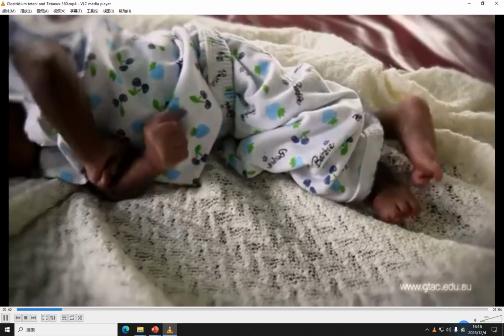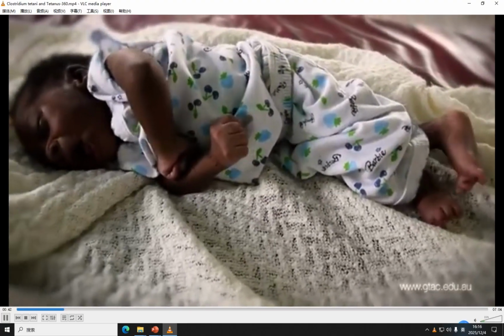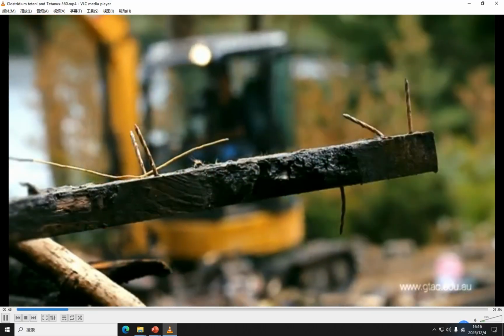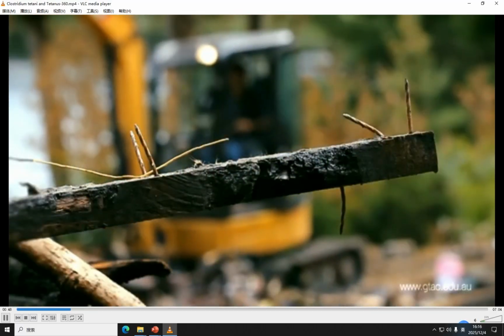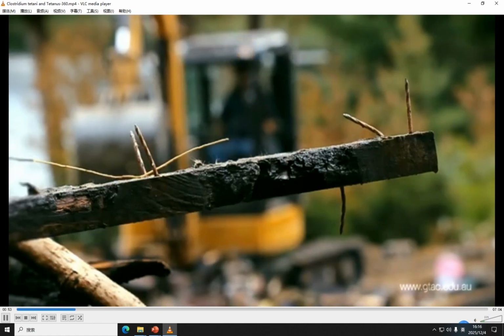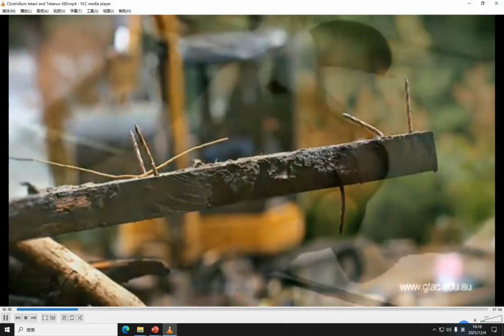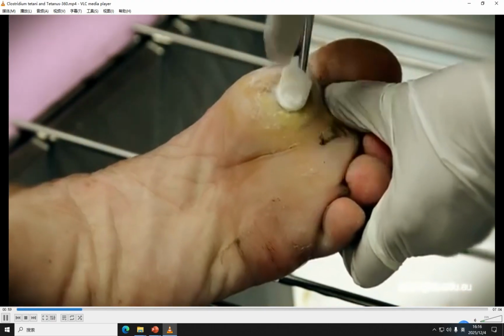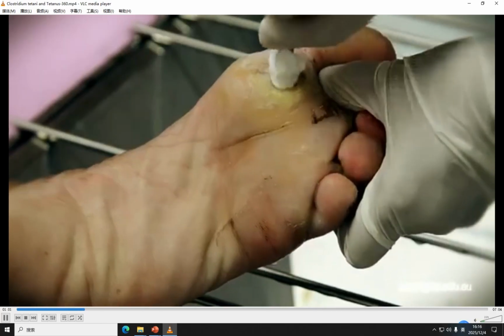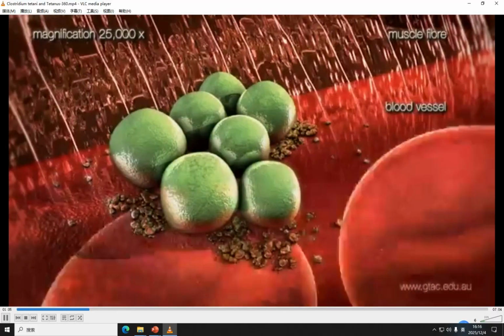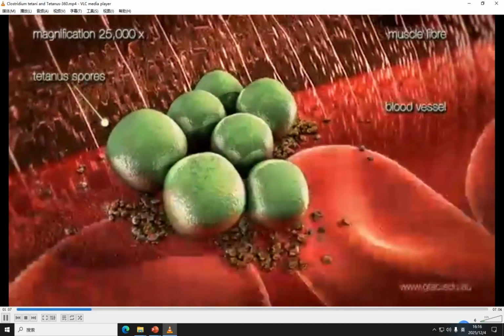In newborns, the infection can enter via the umbilical stump in unhygienic conditions. Tetanus can also develop as a result of a deep puncture wound, as caused by stepping on a nail. It cannot be spread from person to person. Here we see the nail has entered deep into the muscle layer of the foot. The nail has introduced tetanus spores into the wound.